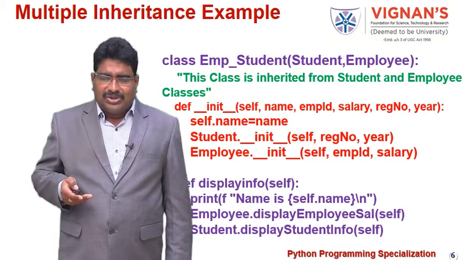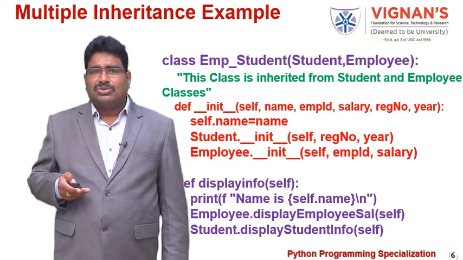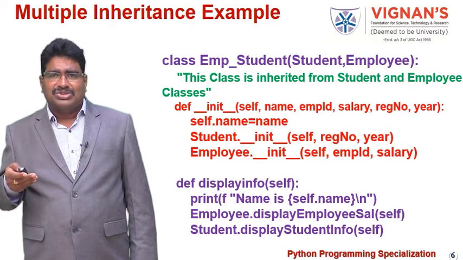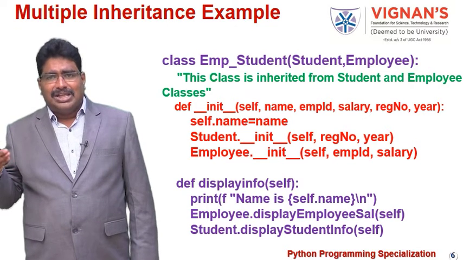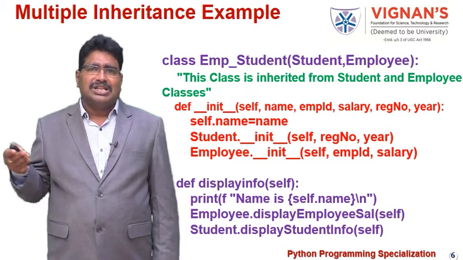Now we try to define a method. Display info is a method in the EMP student. So here we want to display the name of the student. For that reason, we use the print statement, name is the name of the particular student. Example, if the name is Kumar, then it displays that name is Kumar.